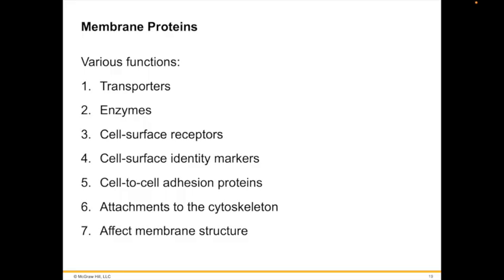Although cells interact with their environment through their plasma membranes in many ways, we will focus on 6 key classes of membrane protein in this chapter and later on in Chapter 9: transporters, enzymes, cell surface receptors, cell surface identity markers, cell-to-cell adhesion proteins, attachments to the cytoskeleton, and proteins that affect membrane structure.